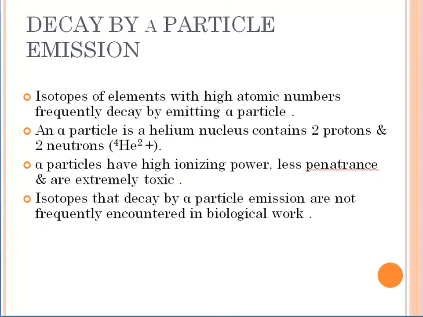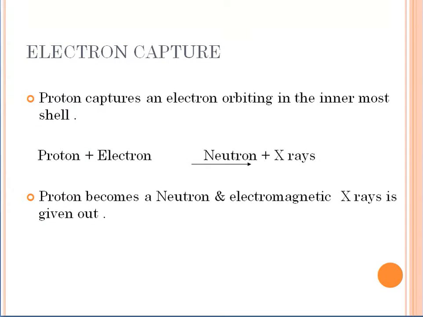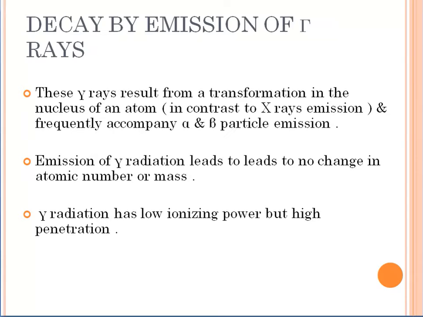Alpha particle emission: isotopes of elements with high atomic numbers frequently decay by emitting alpha particles. Electron capture: the nucleus captures an electron orbiting in the innermost shell. A proton combines with the electron to give a neutron plus X-rays. The proton becomes a neutron and electromagnetic X-rays are given out.